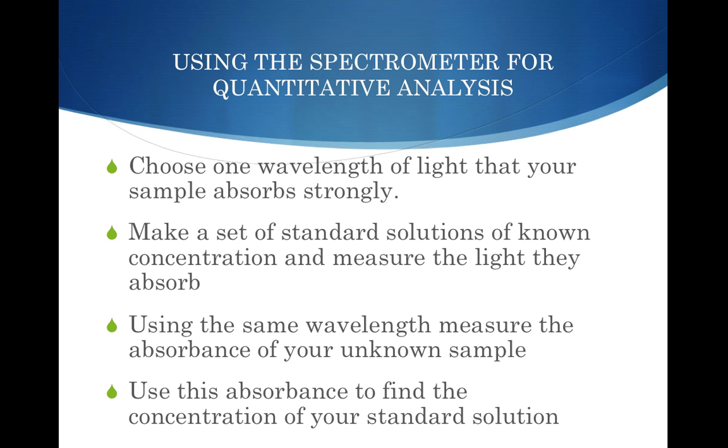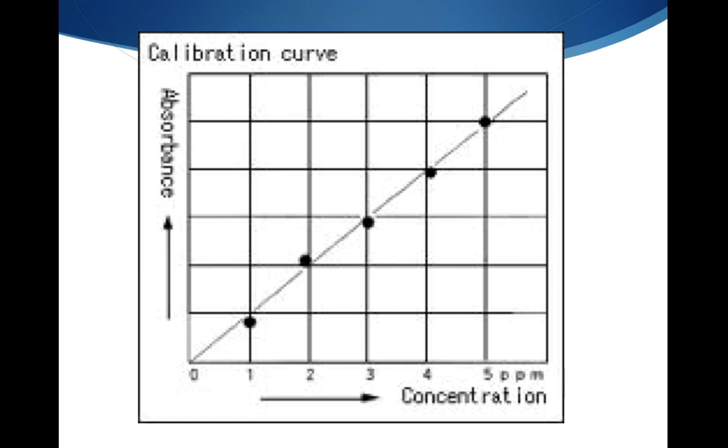What we use it for most often is to find the concentration in the sample. And this is the same idea as AAS. So we start by making a range of standards where we know the concentration, and we measure how much light they absorb. Then, using the same wavelength, we put in our substance which has an unknown concentration, and we measure that absorbance. And we read off a calibration curve to find it.